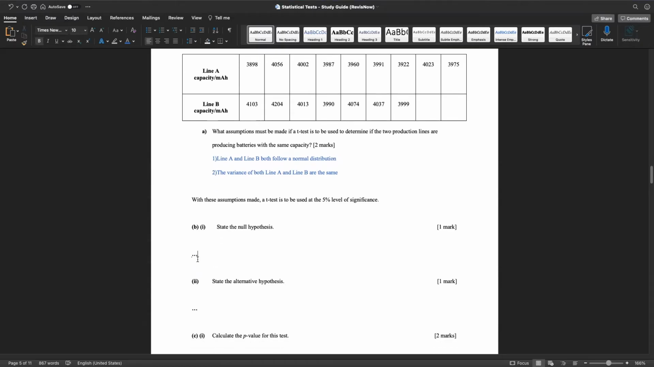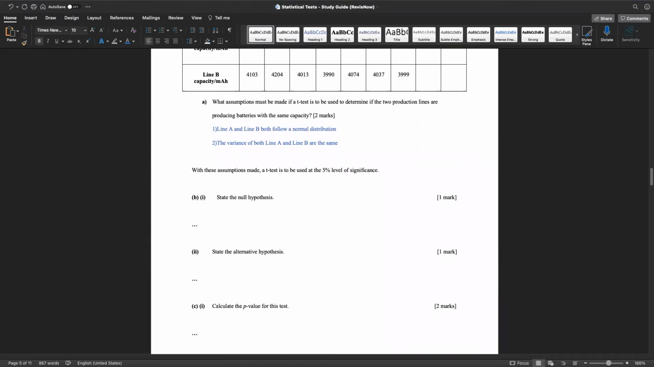Okay, and then state the null hypothesis. So the null hypothesis would be that the mean of line A is the same as the mean of line B. Or, if you want to be more question-wise, if you want to talk about the situation, you could say line A makes batteries at the same capacity as line B. That's more specific, but Ms. Sinha said she would accept either one.